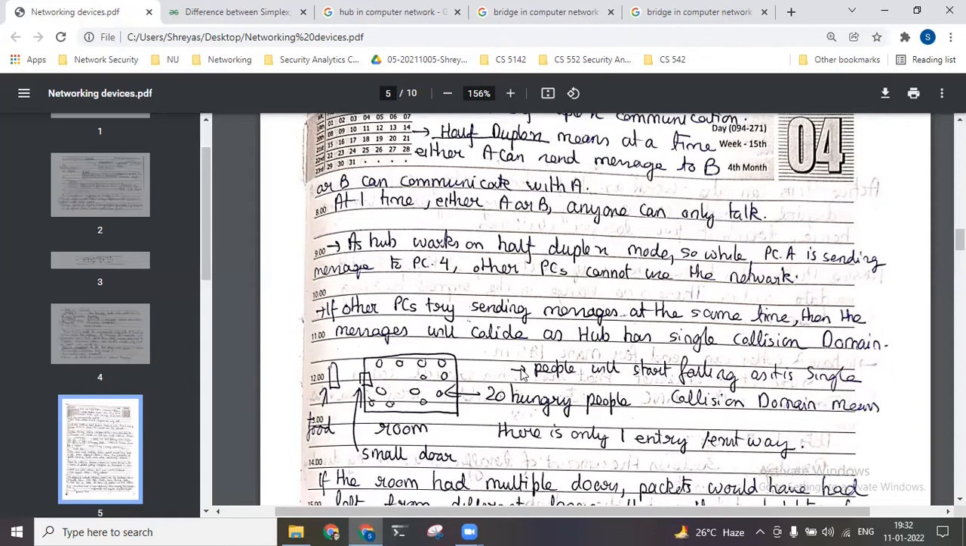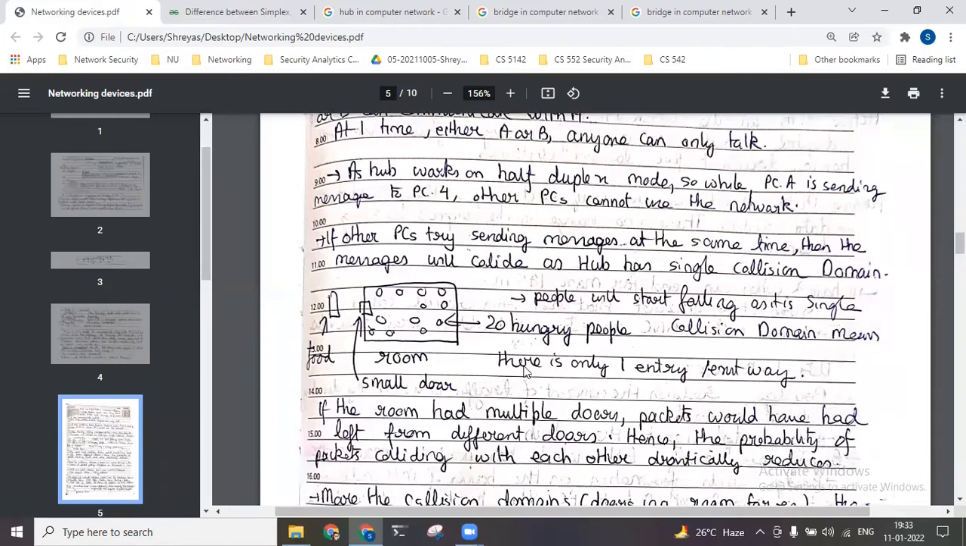And this is not a very efficient way, because at a time only one person is able to go out and the others are not able to. So they will fall there and it will create a lot of chaos. So if now this room had multiple doors, think the same room now has two doors, say one at this end and another at this end. So it will be a two collision domain. If there are multiple doors, say 10 doors, 12 doors, 24 doors, then it will be a multi-collision domain.